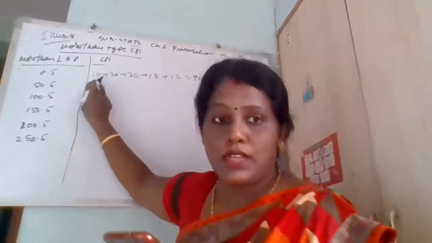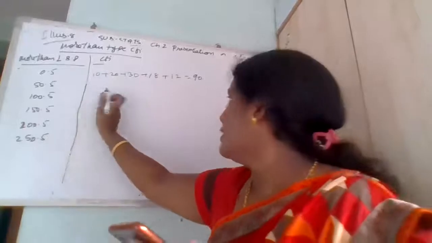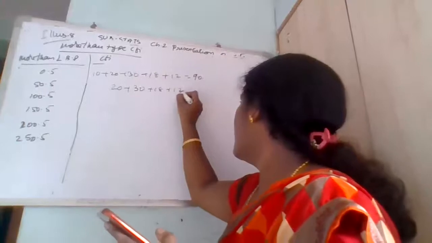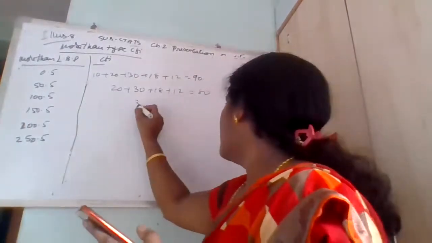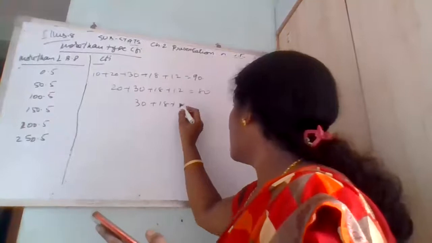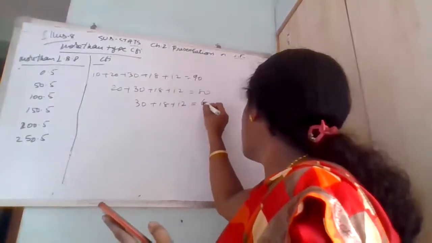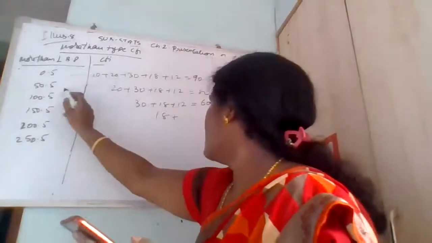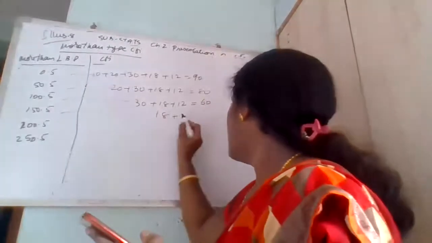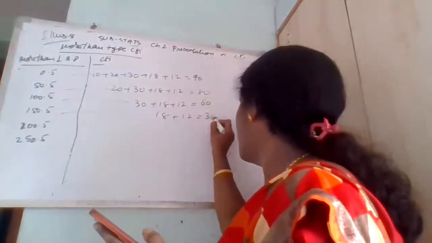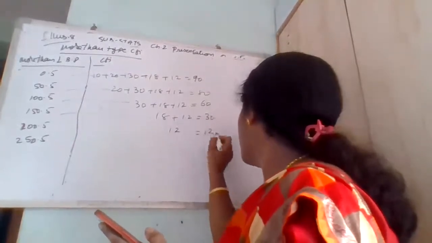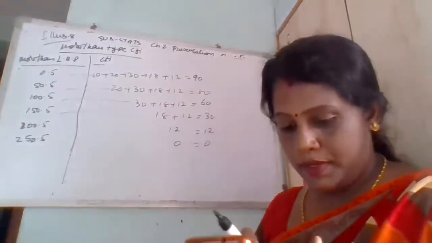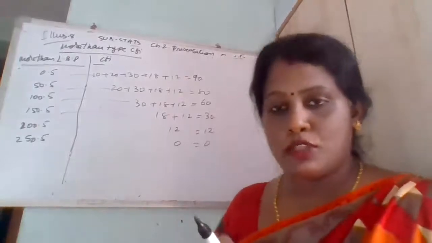Then 1 we have to reduce. From here we have to reduce 1, right? Then comes 20 plus 30 plus 18 plus 12, that is 80. 30 plus 18 plus 12, that is 60. Then 18 plus 12, that is 30. Then 12. So this is your more than type cumulative frequency distribution, right?